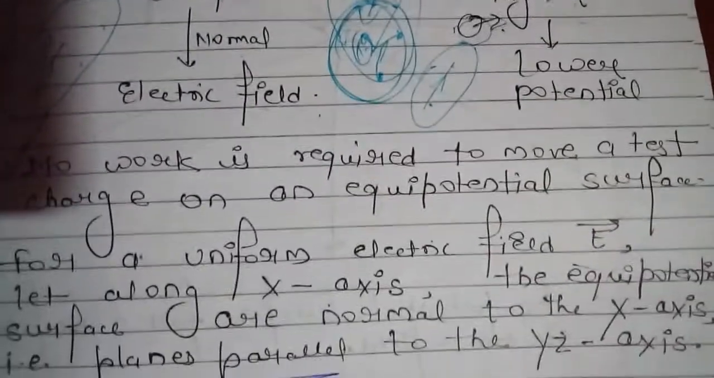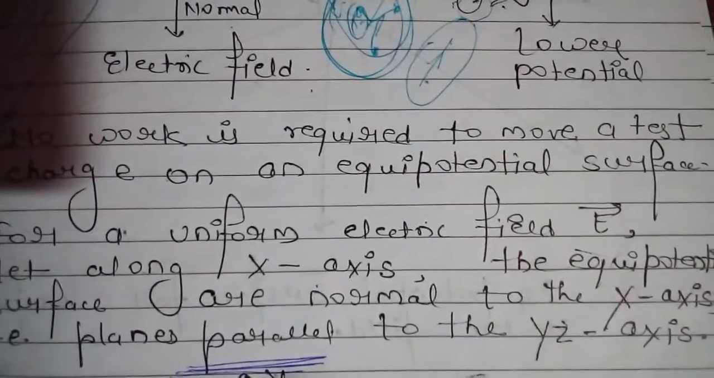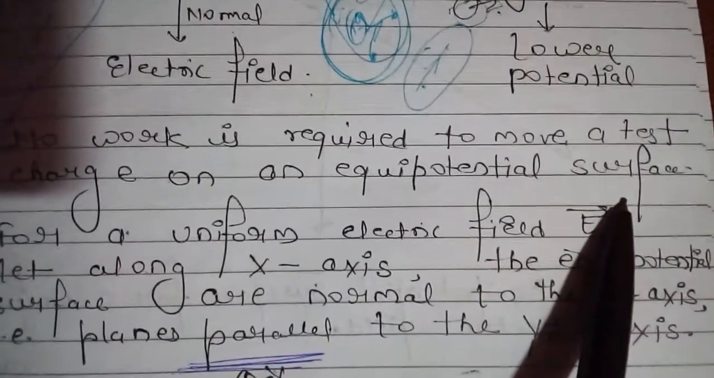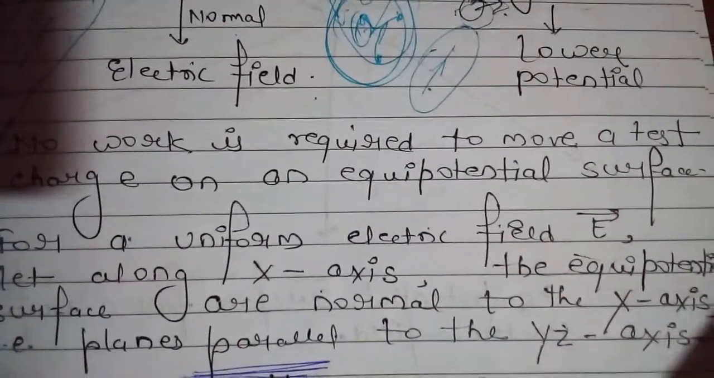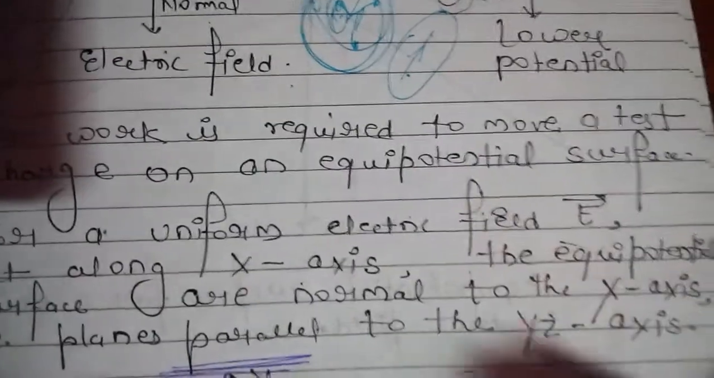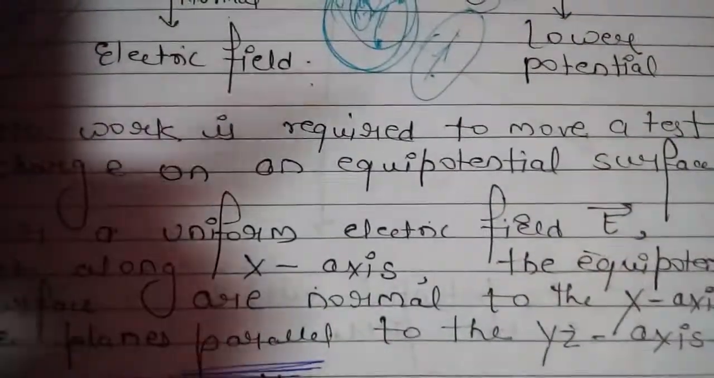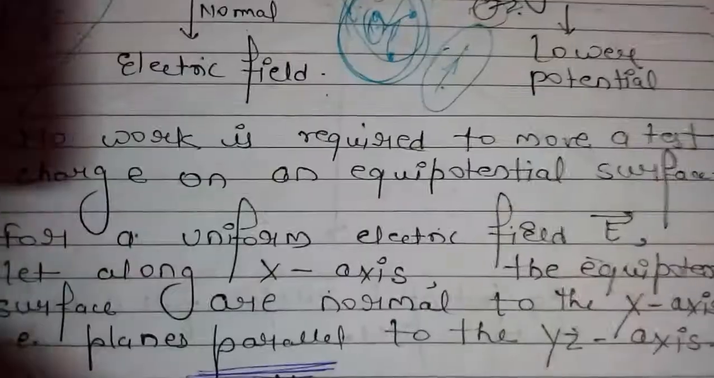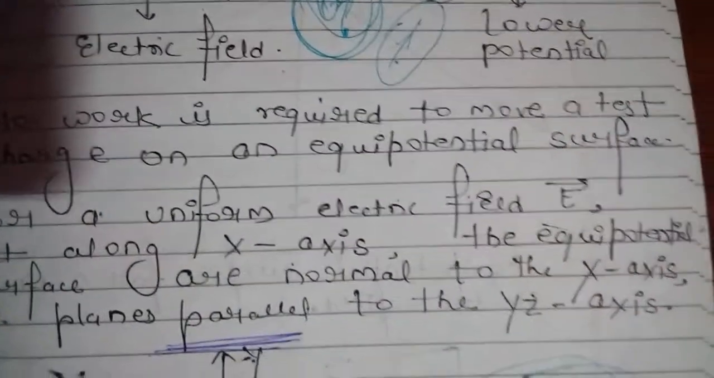Now see the next one: no work is required to move a test charge on an equipotential surface. Obviously, if there is no potential difference, then no work will be done in moving a unit positive test charge or any type of test charge from one point to another point on an equipotential surface.